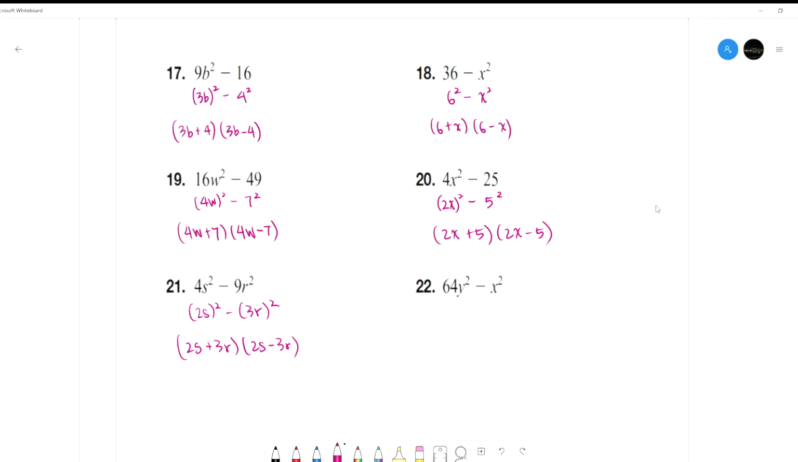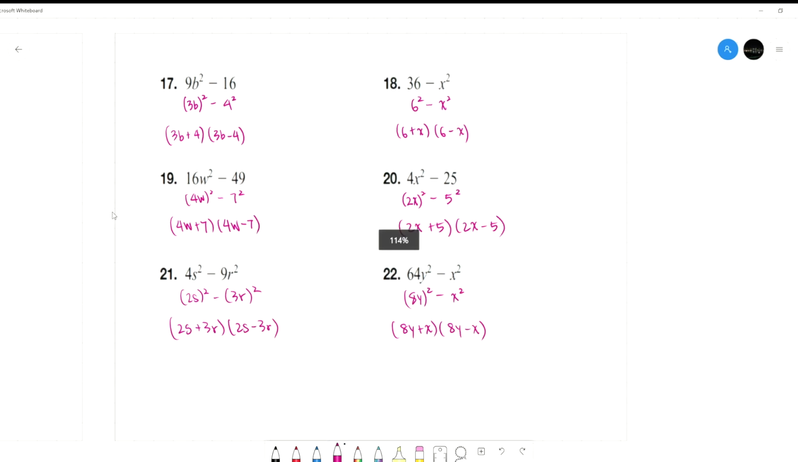Number 22, 64y squared. So that gives us 8y, right? And minus x squared is just x. So that's the difference of squares. (8y plus x) times (8y minus x). Alright, looking good here.